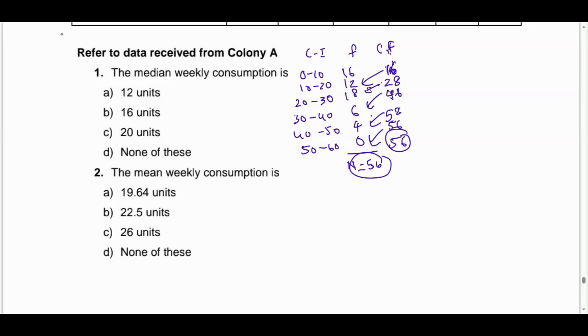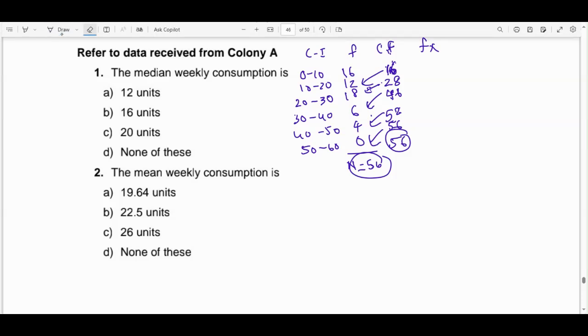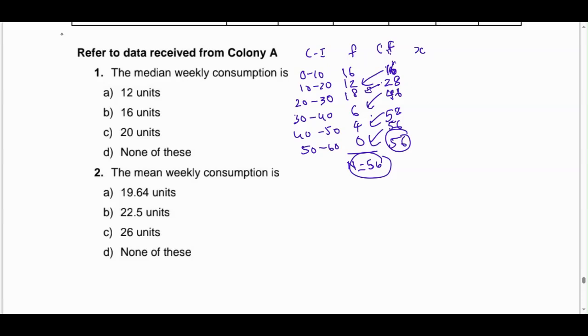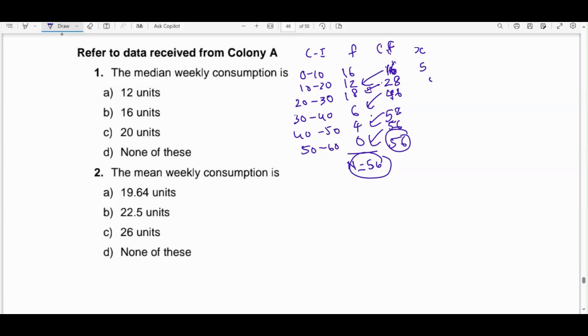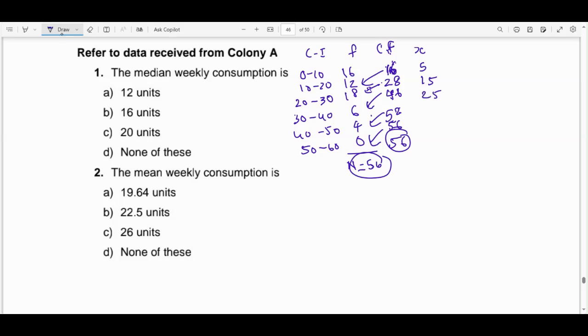Then you have to find f into x and multiply. We don't know x yet, so first we'll find x and then multiply. x will be the midpoint. For 0 to 10, the midpoint is 0 plus 10, which is 10, divided by 2 is 5. So it will be 5, 15, 25, 35, 45, 55.